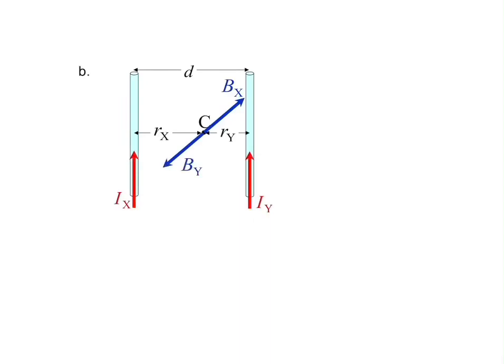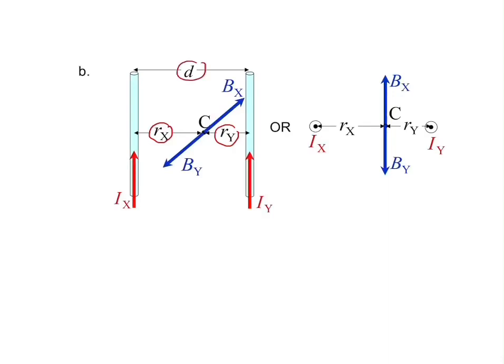At C, we have Bx, which is into the page, and By, which is out of the page. You can draw this using the dotted circle to represent the current, and then you have C in between them. So you will get magnetic fields Bx and By, one going upwards and another going downwards. As you can see from this diagram, Rx plus Ry is equal to D. So D is Rx plus Ry. Let Rx be R and Ry will be D minus R.